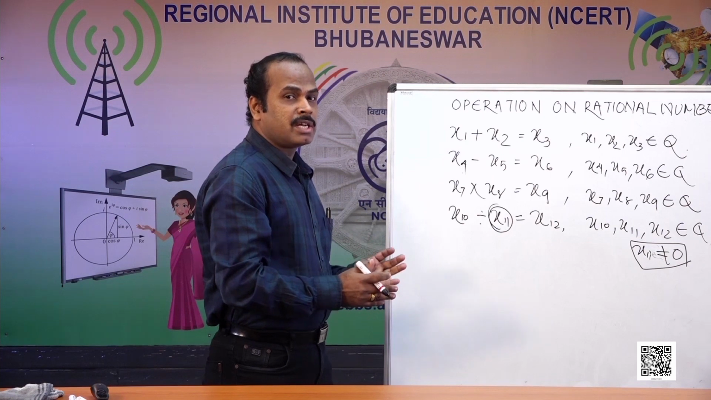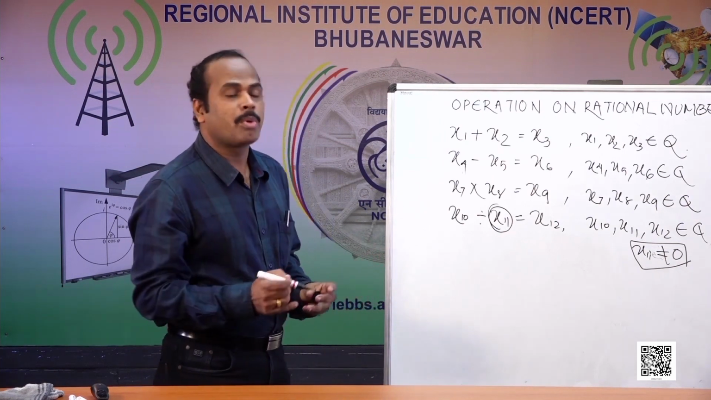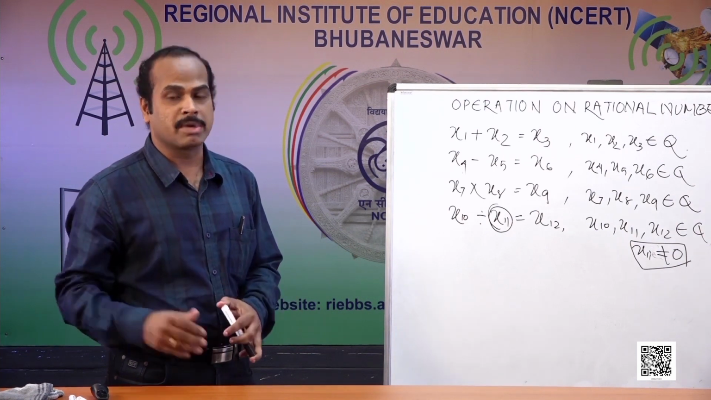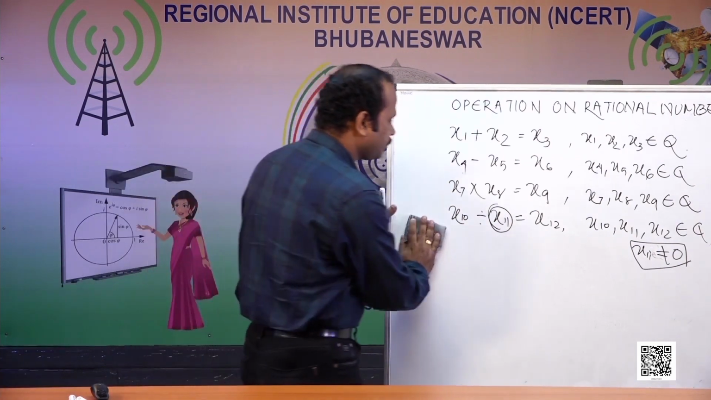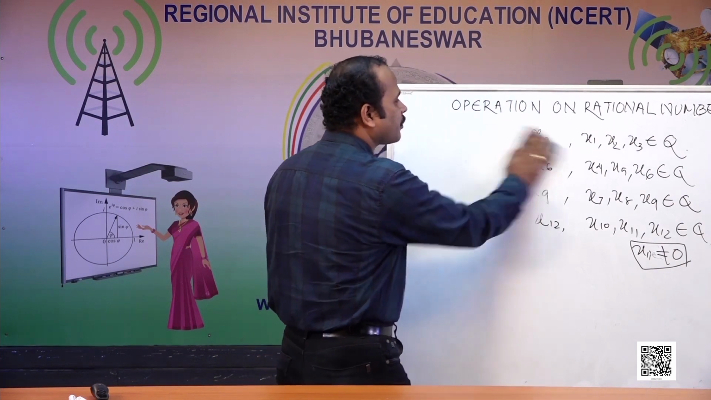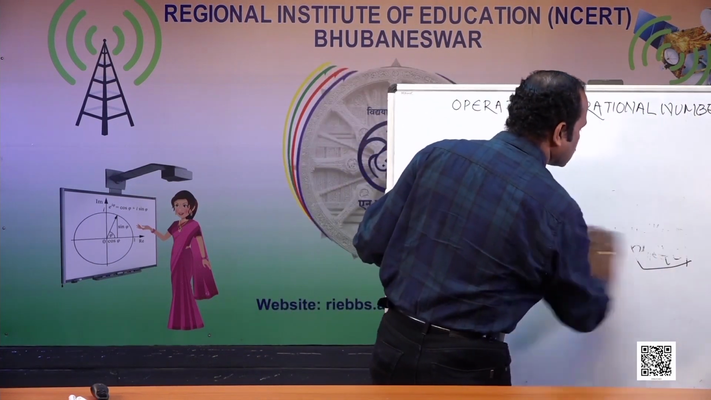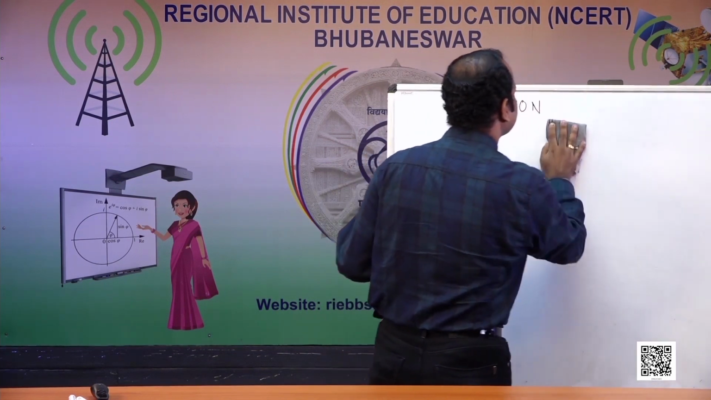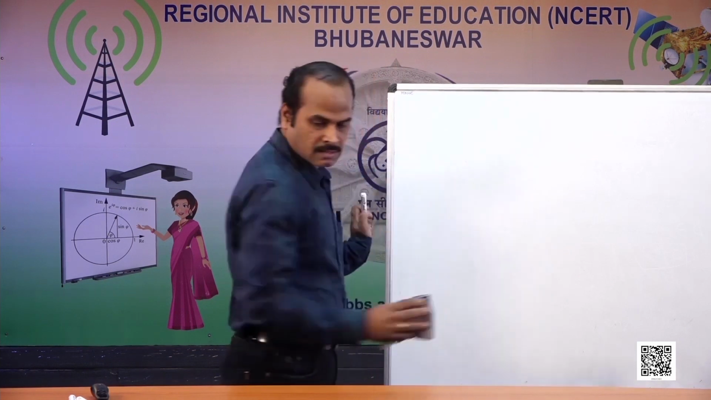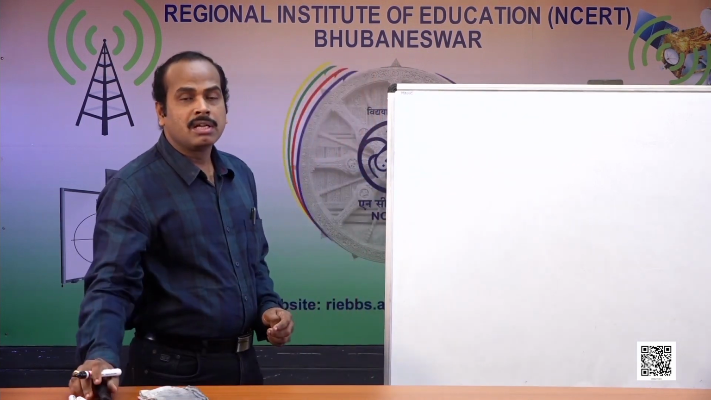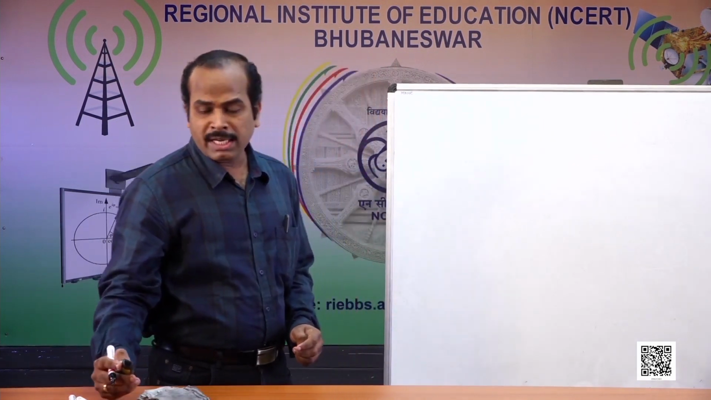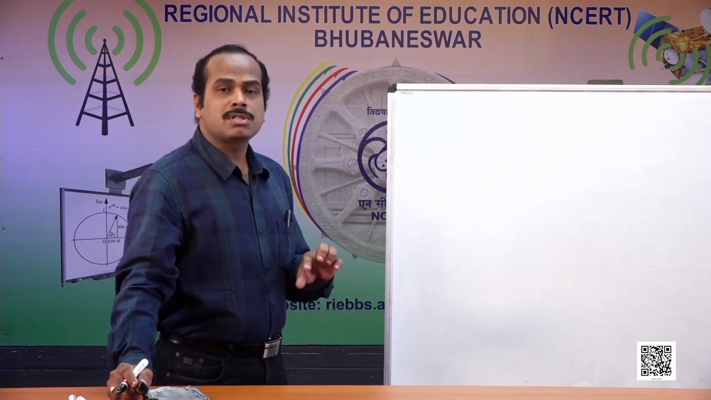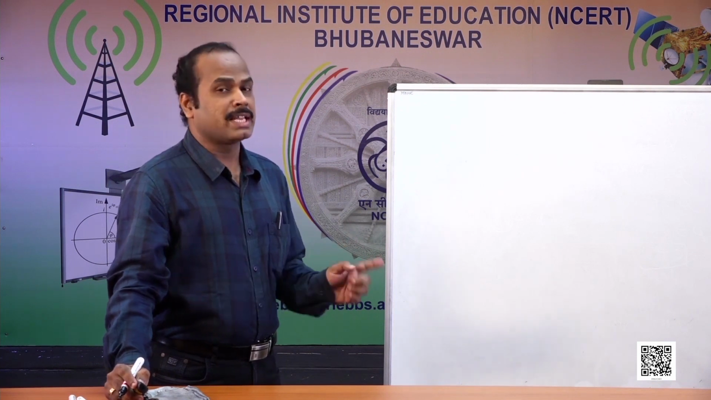But does the same thing happen with irrational numbers? What happens in such a case when you operate a rational number with an irrational number? Let us see. When we operate a rational number with an irrational number, we find this result is always an irrational number.